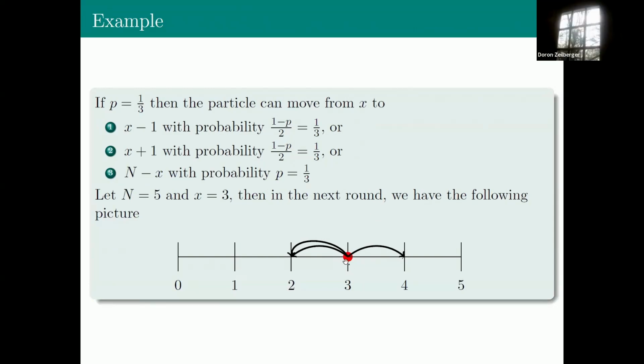So if it's at x equal to 3, then it can move to the left by 1 unit with probability 1/3, and to the right with probability 1/3. And then n minus x, which is 5 minus 3, happens to be 2, so we have 2 arrows going to 2 here. Those are the steps that the particle can take at this point. This is just a picture to keep in mind throughout.